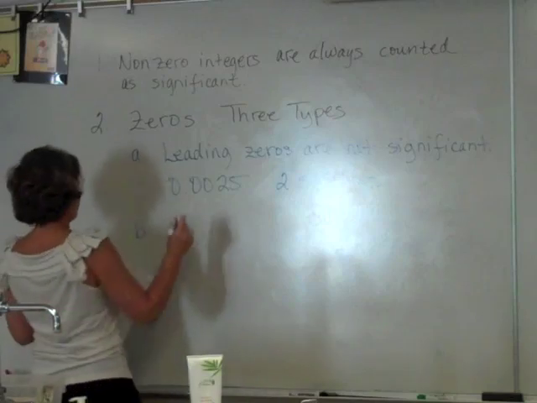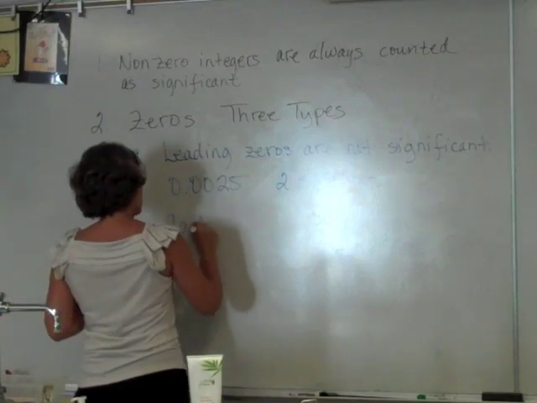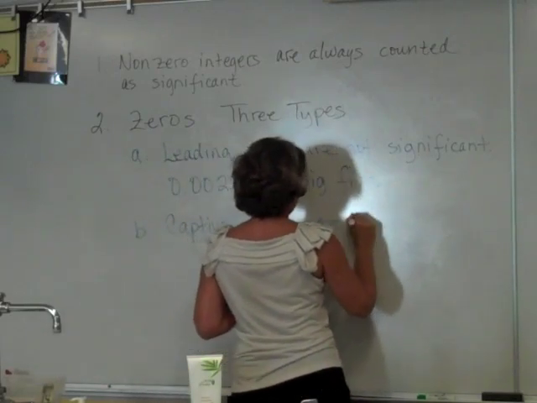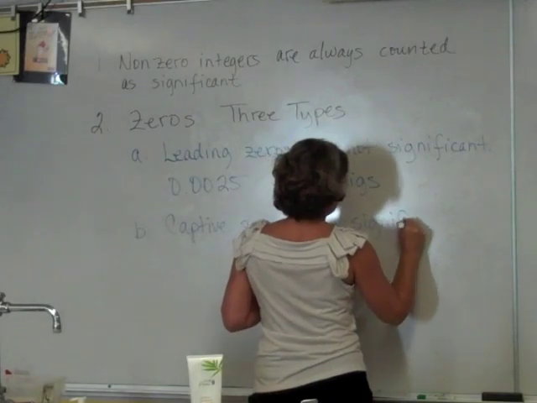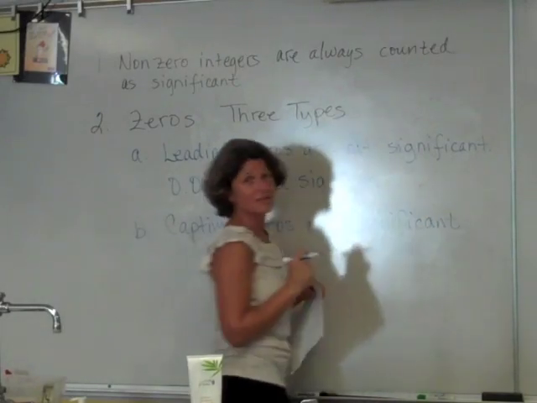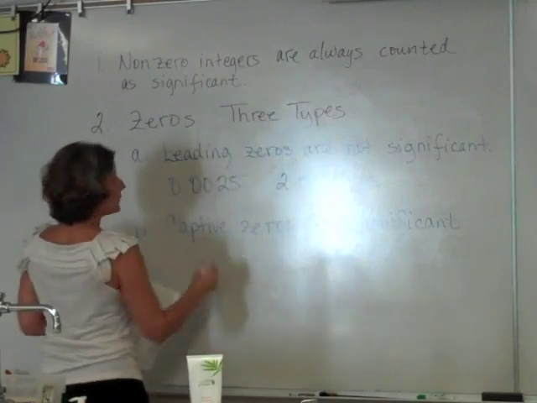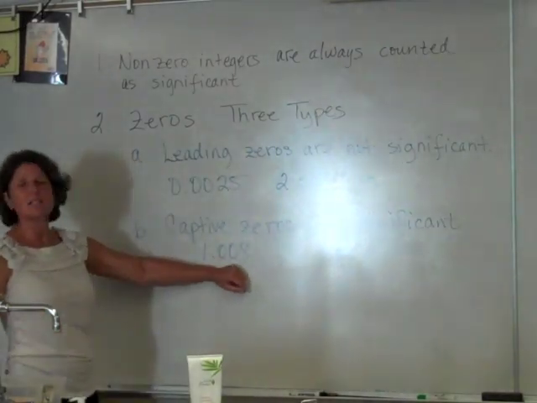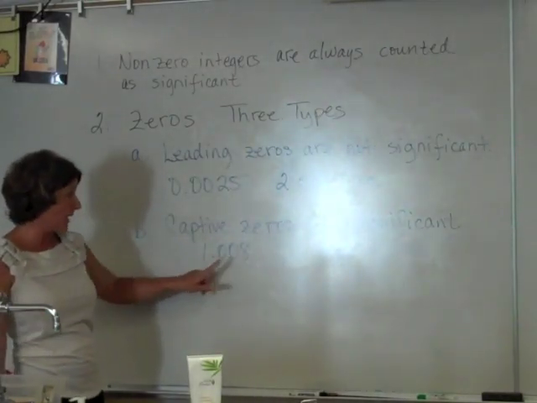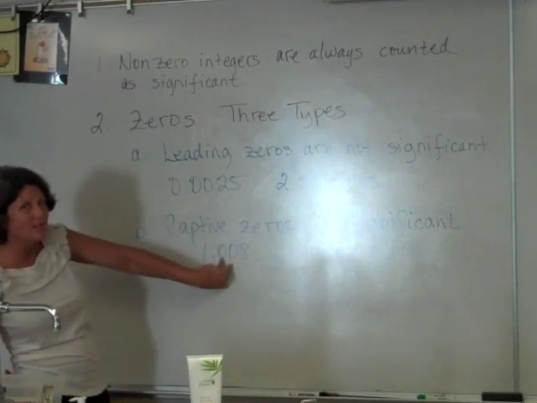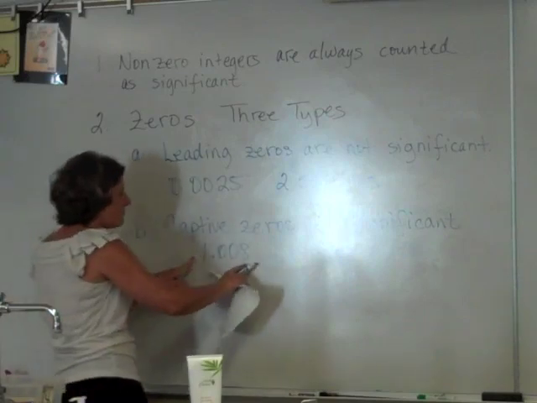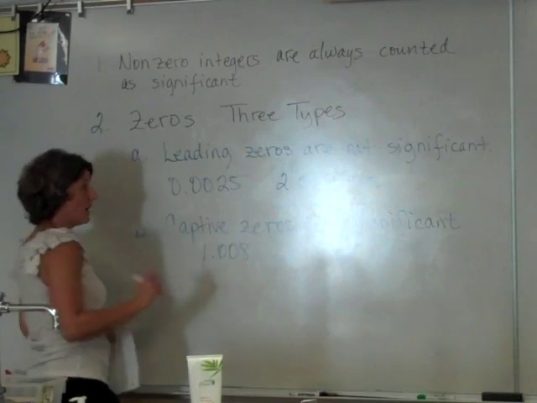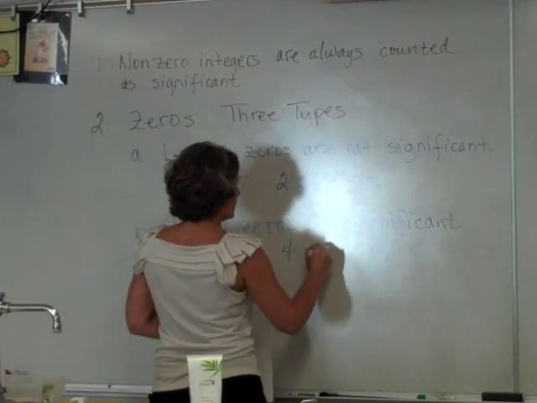Captive zeros are significant. So for instance, 1.008. How many significant figures are here? Well, I've got my integers and I've got my captive zeros. How do I know they're captive? They are in between two integers. So they are significant. So this number has 4 sig figs.